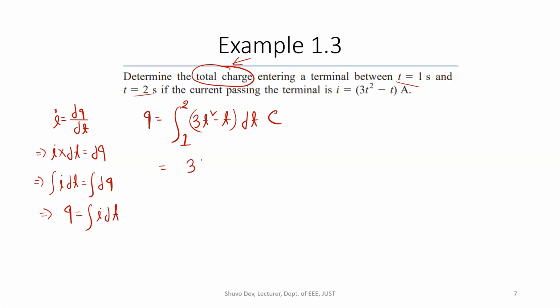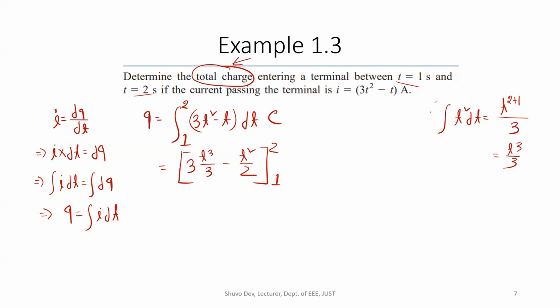Now this is a simple integration formula. Use 3 t to the power 3 divided by 3 minus t square by 2. Hope you all know this integration formula. If you don't know, let me remind you. Integration of t square dt: the power 1 will be added to the power, and divided by the new power. So it will be t to the power 3 divided by 3. So we use this formula here.